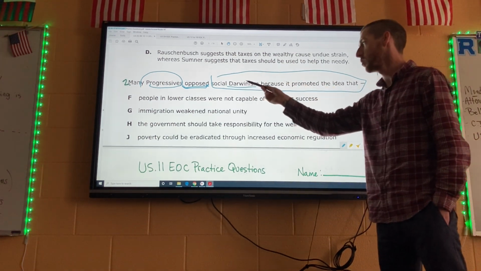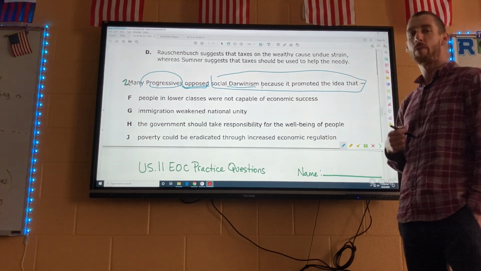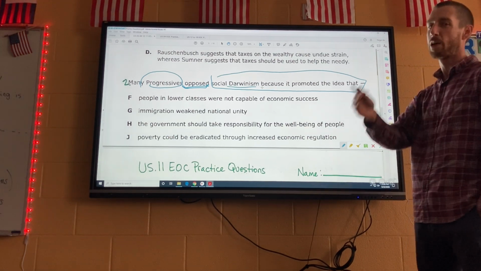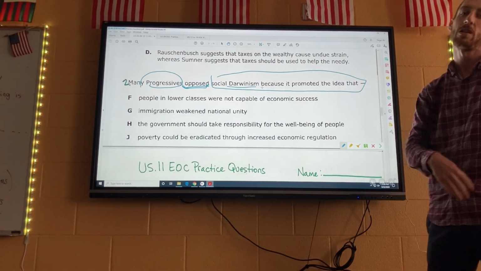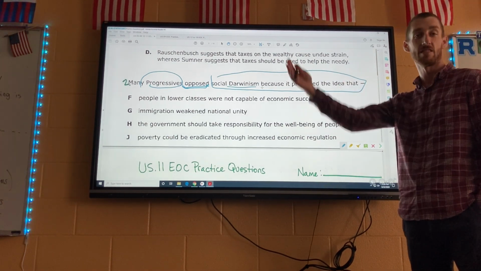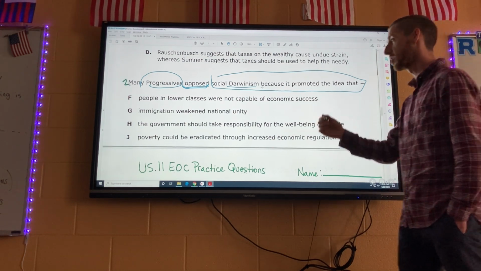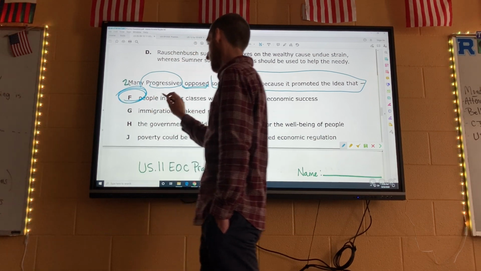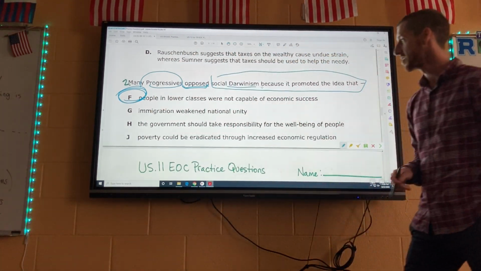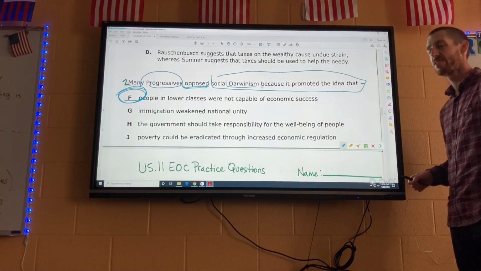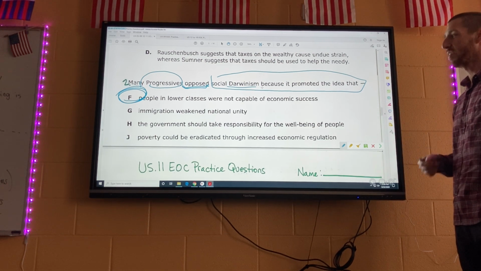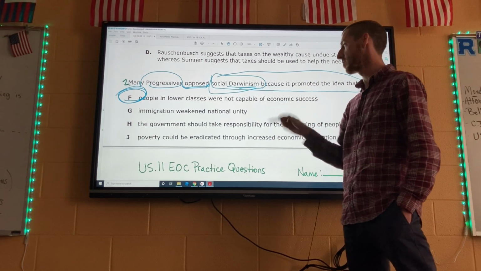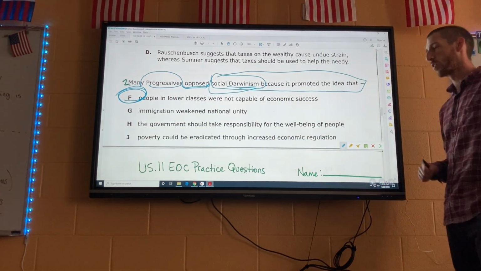So let's take a look at it. Social Darwinism promotes the idea, remember, social Darwinists believed people who were poor were always going to be poor because something was wrong with them. People who are rich are always going to be rich because something's right with them. So it's going to be F. So many progressives don't like social Darwinism because it believes this: people in lower classes were not capable of economic success. It's a really good question. It's a complex question, but really all you need to know is the definition of social Darwinism in order to answer that question.